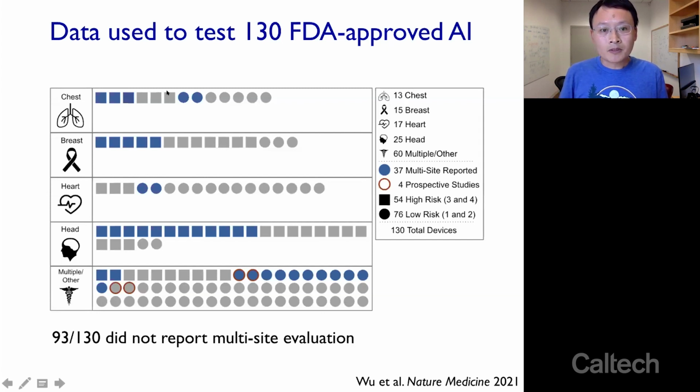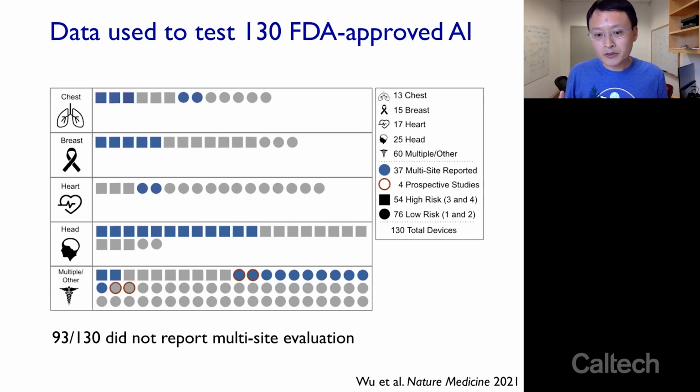So each of the symbols here corresponds to one of the FDA-approved AI algorithms, which I stratified by which body part they apply to. Maybe the most important thing to note here is the color. The device is shaded gray if that device did not report evaluation from multiple locations. More specifically, about 90 of the 130 algorithms did not report multi-site evaluation.